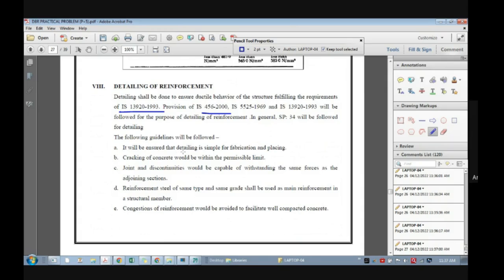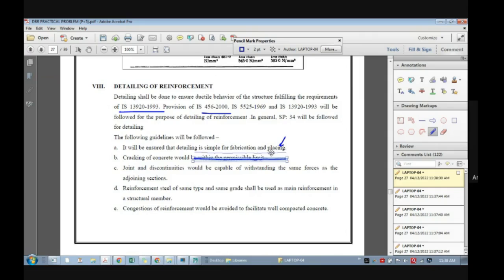It will be ensured that the detailing is simple for fabrication and placing. Please keep in mind, many times structural engineers are giving so much steel in the structure. They are not optimizing the steel, so there is a congestion of steel, and then there will not be good concreting, and honeycombing and so on. So this depends on the structural engineer. If there is a congestion of steel, then please increase the size of the beams and columns so that it will be good for placing concrete. Then cracking of concrete would be within permissible limits.